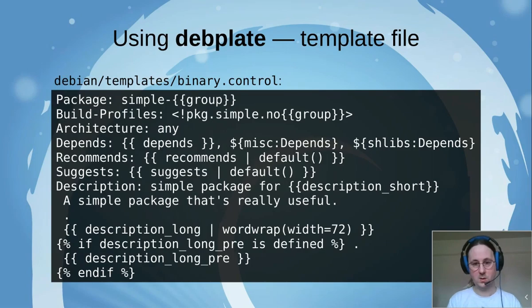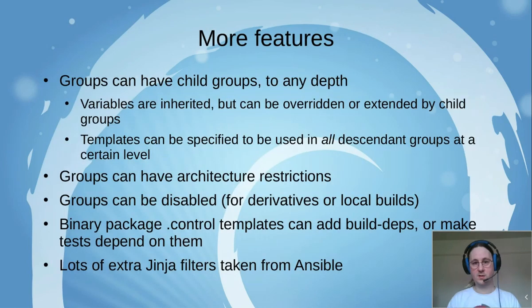And there are lots more features that I haven't shown here. Groups can have child groups down to any depth. I expect that won't be needed by most packages, but in the kernel we do have feature sets which involve applying extra packages to the source, and also flavors within that. And then we have architecture-specific settings as well, so we would need that. Variables are inherited in child groups, but they can be overridden or extended if necessary by the child groups.